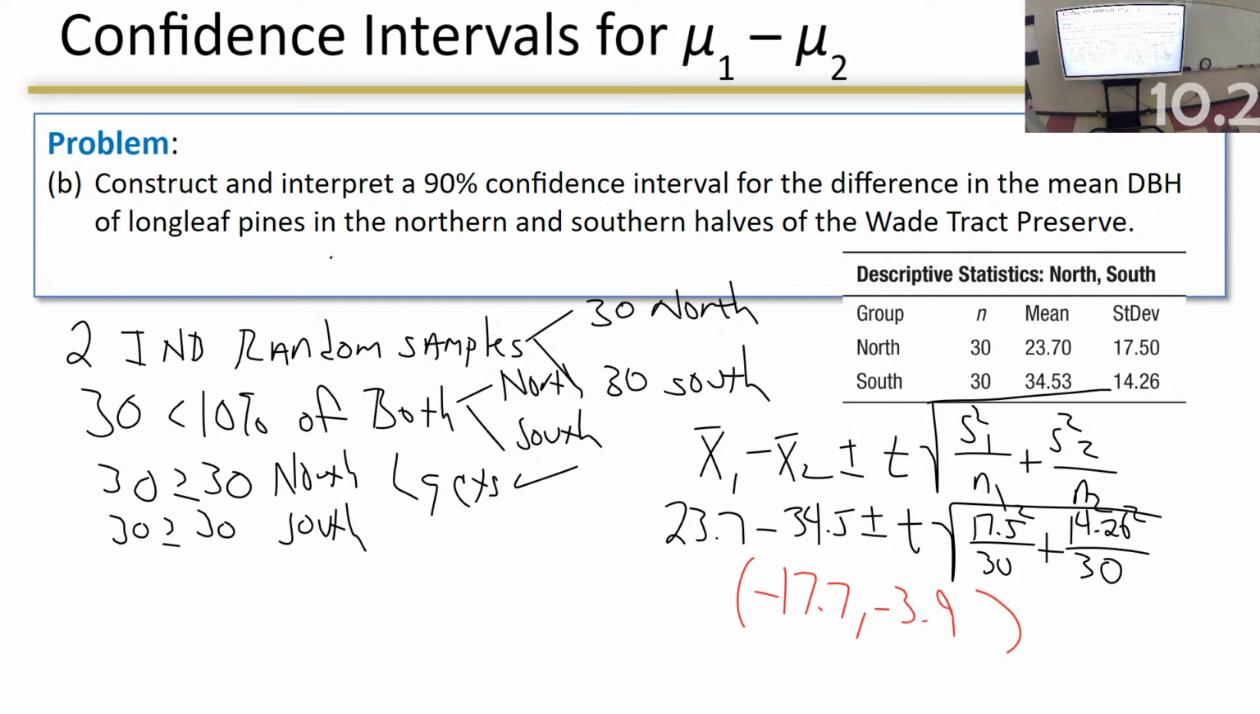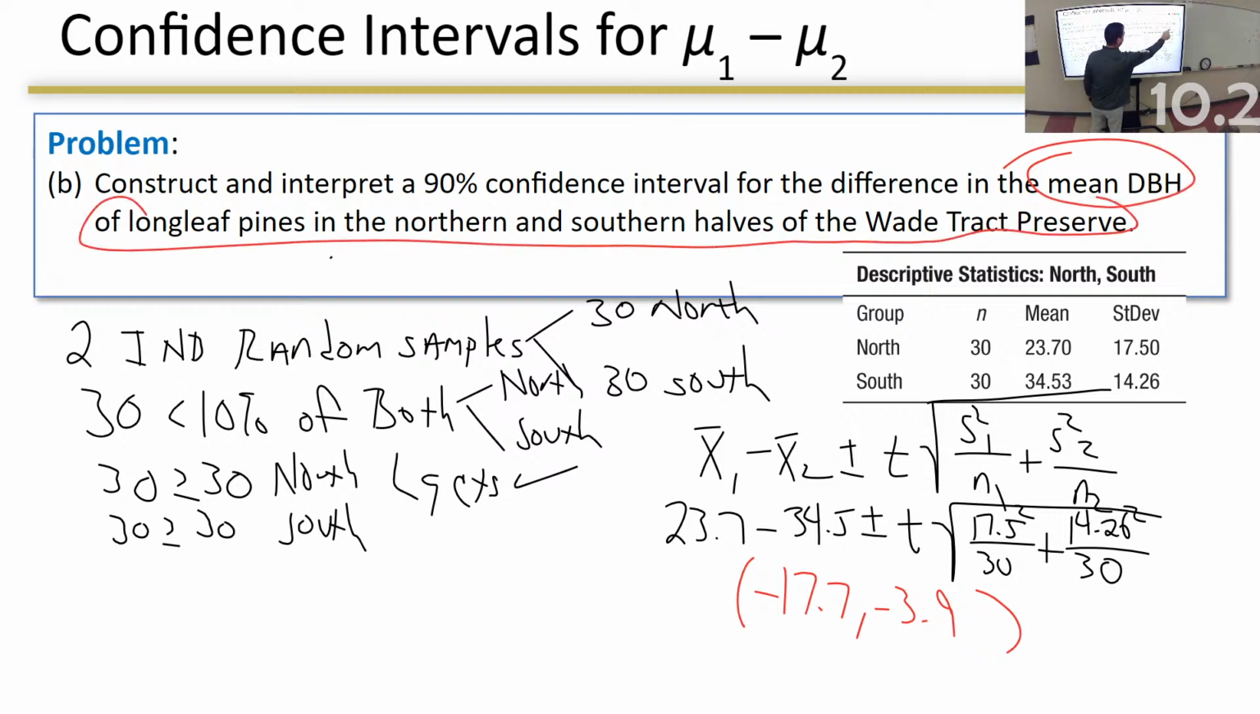We are 90% confident that the difference in the mean DBH of longleaf pines in northern and southern halves of Wade Tract Preserve is between -17.7 and -3.9. Let everyone tell you what to put; that's your context. Or, I guess, the interval. We are 90% confident that the interval from here to here captures the true mean difference. That's why you can say true.